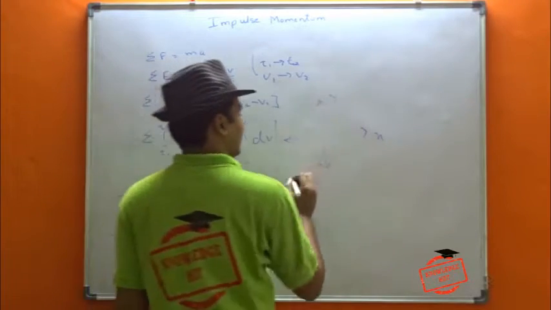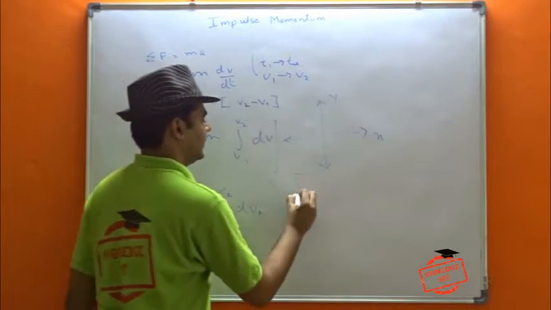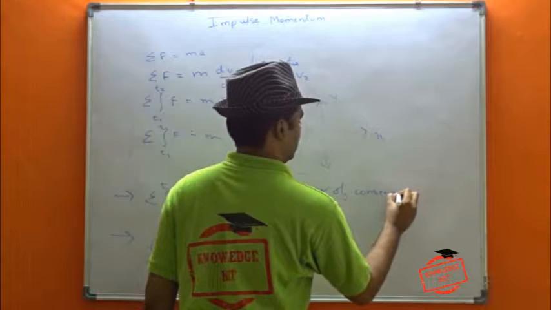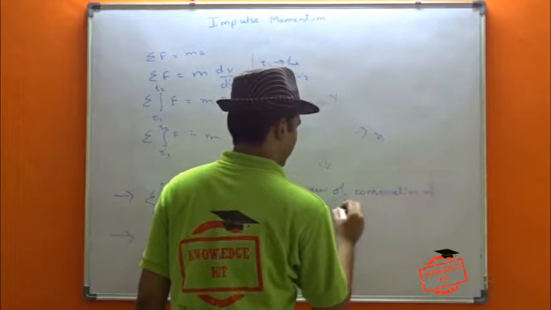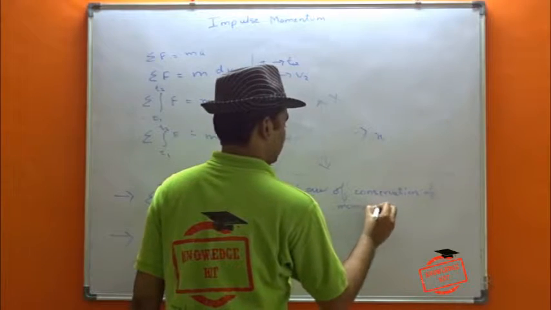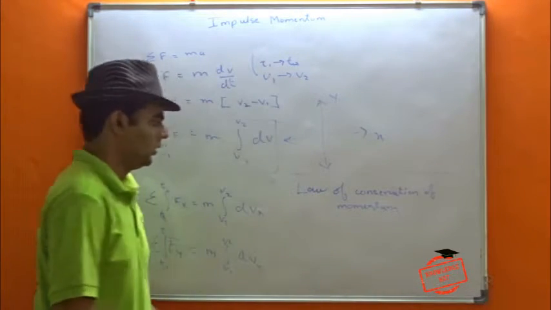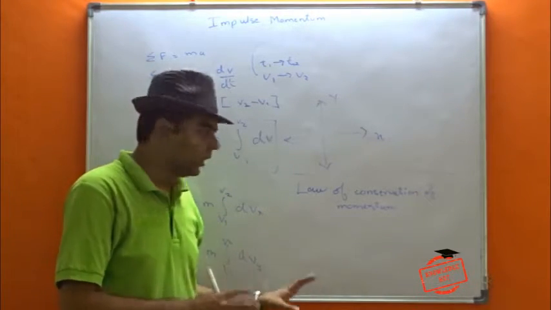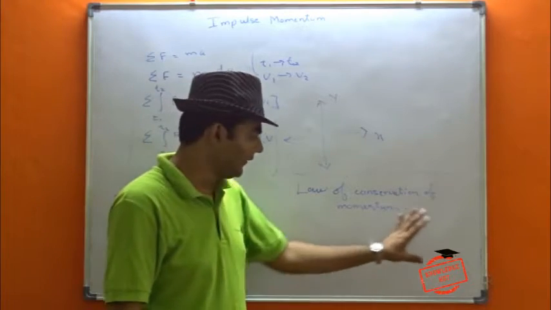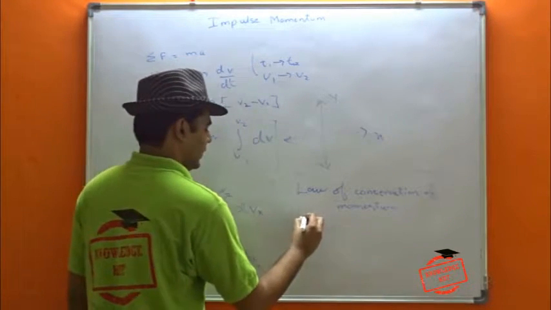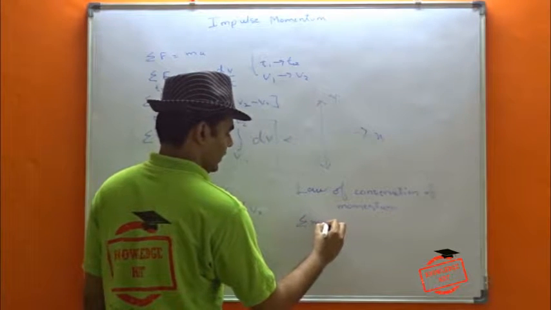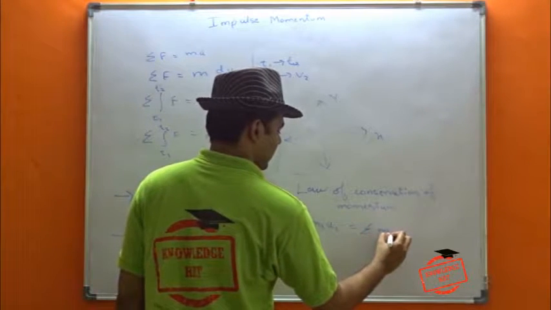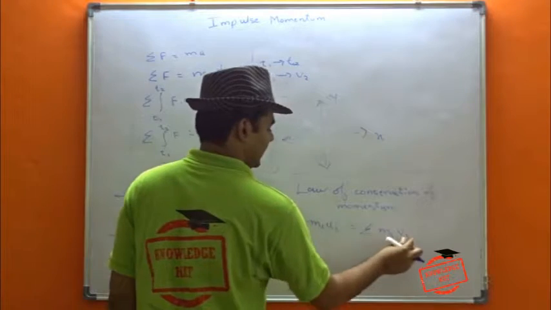Now, the important part here is the law of conservation of momentum. According to the law of conservation of momentum, the momentum of a body at initial stage would be the same as that of the momentum at the final stage. So, it is given by summation of m u, where u is the initial velocity, the same as summation of m v, the momentum at the final instant, where v is the final velocity.